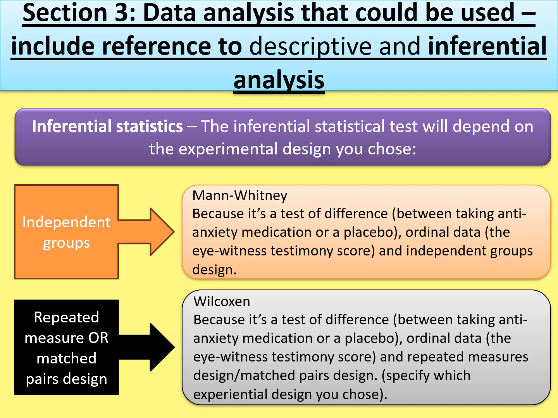If you chose a repeated measures design or a matched pairs design, then you would say I would choose a Wilcoxon test because it's a test of difference between taking anti-anxiety medication or a placebo. It uses ordinal data, the eyewitness testimony score, and I used, and then say which experimental design you chose. So, I chose a repeated measures design or a matched pairs design. Don't write both because you only chose one earlier. So whichever one you chose, you say that's why. And that is it for everything that you need to write.